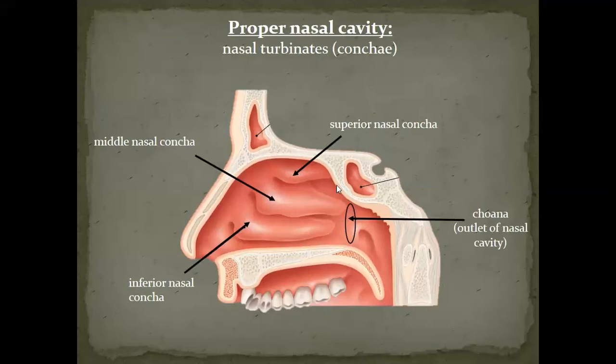Okay, so inside the nasal cavity, we have the nasal conchae or nasal turbinates. We have three such structures on both sides. There is a superior one, a middle one, and an inferior one. And at the back, as I already mentioned, we have the outlet of the nasal cavity towards the nasopharynx, and this is the so-called choana.